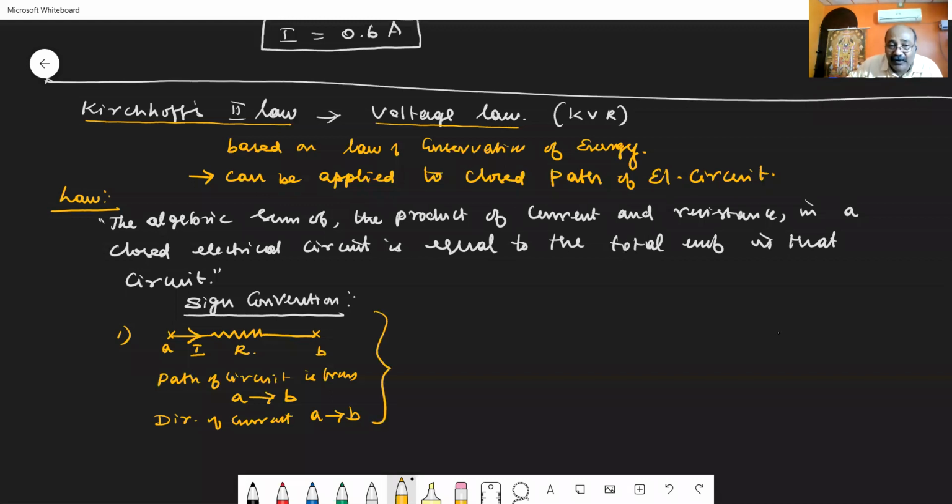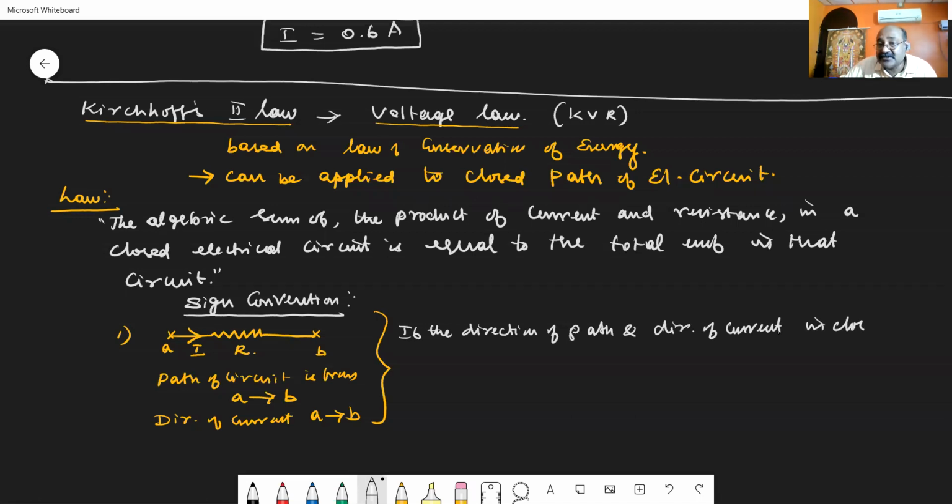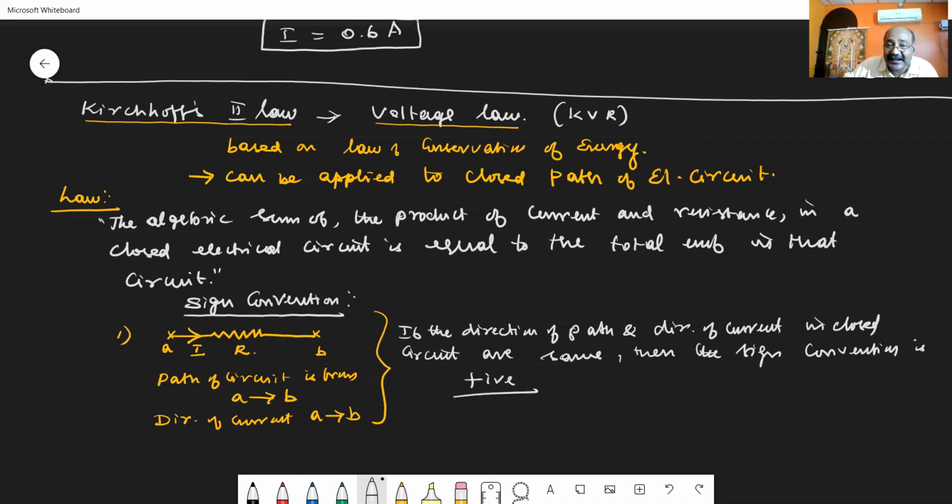So I am writing the rule. What is that rule? If the direction of the path and the direction of current in the closed circuit are the same, since both are in the same direction, then the sign convention to be applied is positive. The value is taken to be positive. Are you able to understand?